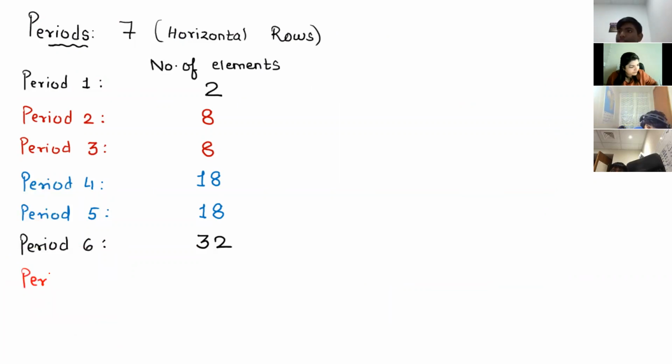Miss, should we write this in our books or on the periodic table? On the periodic table is also fine. Those who are comfortable writing in the periodic table can write it over there.